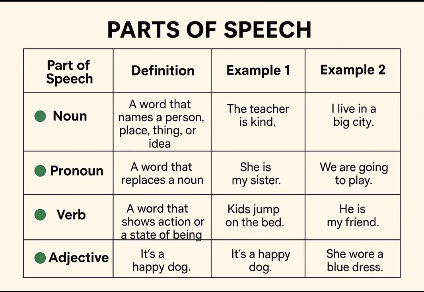3. Verb. A verb shows an action or a state of being. Examples: jump. Kids jump on the bed. Is. He is my friend.